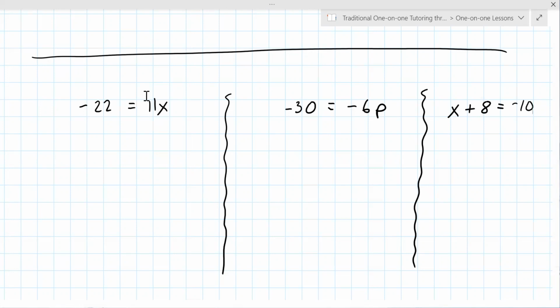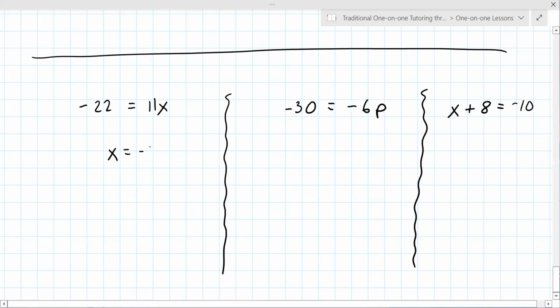Would it be negative 2? Okay, x equals negative 2. That's correct.